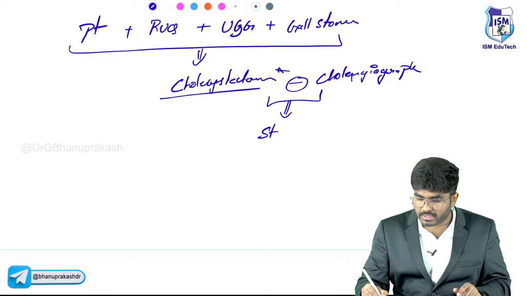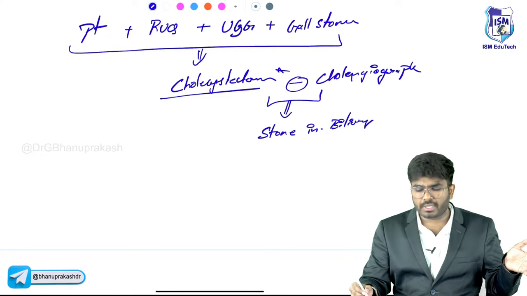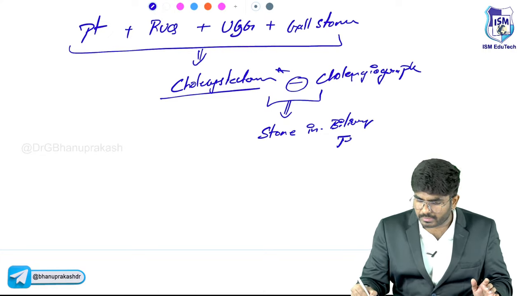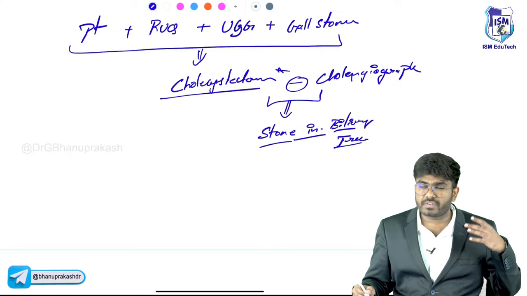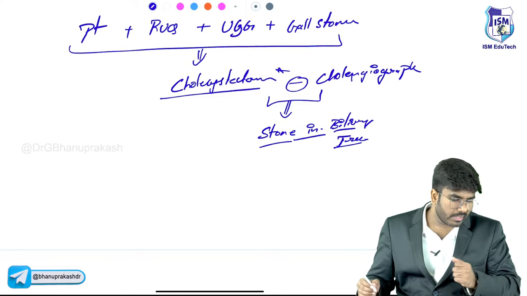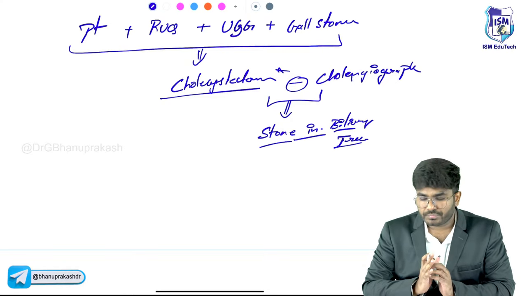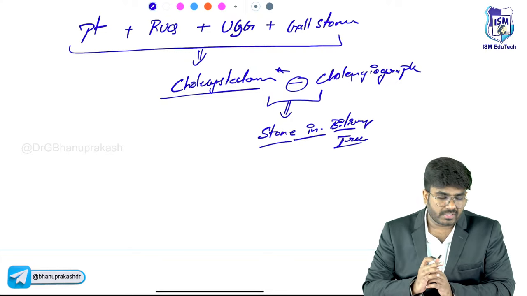So where is the stone present? Stone in the biliary tree, or maybe in the common bile duct. That's what is causing the obstruction. So still the alkaline phosphatase levels are elevated and the direct bilirubin levels are elevated. So first we have to do the ultrasonography, to look for the stone. Where is the stone, sir?